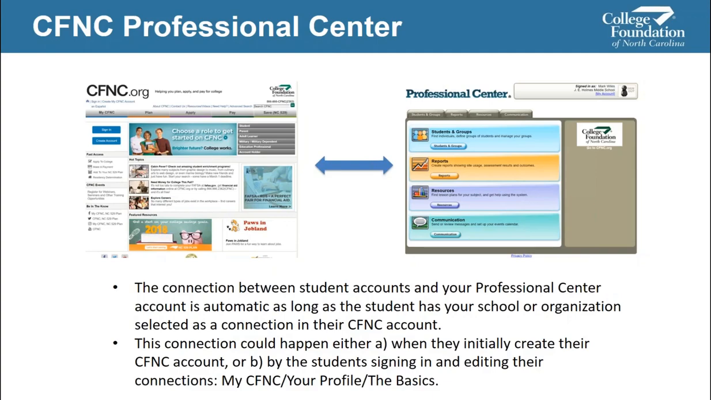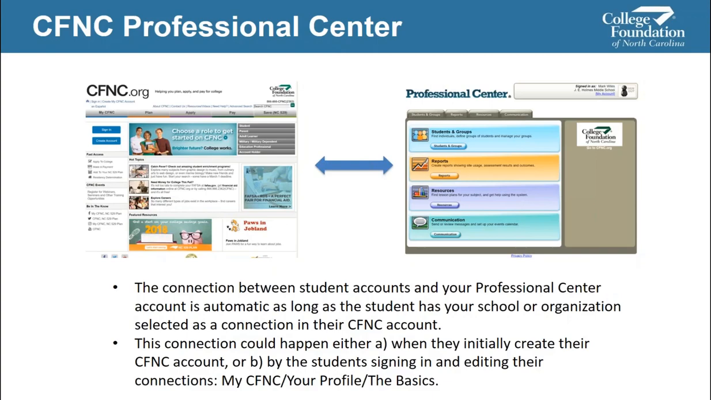Now, there are a couple of ways this connection could happen. Number one, it could happen when they initially create their CFNC account. So on the home page, you'll see there, it says create an account. If they click that, it will ask some basic information about them, including their school. And as they go through that process, if they choose your school, then the connection is made. The other way this connection could happen is by the students signing into CFNC and editing their connections. And I'll show you what this looks like.